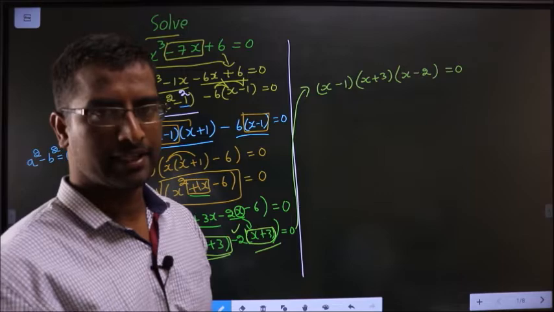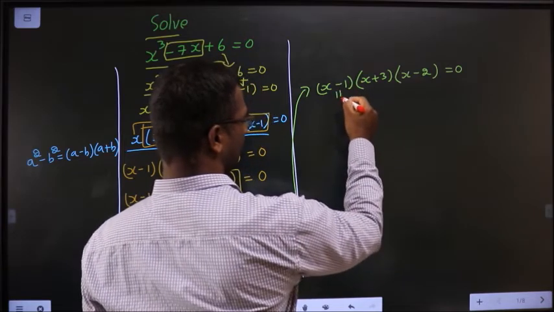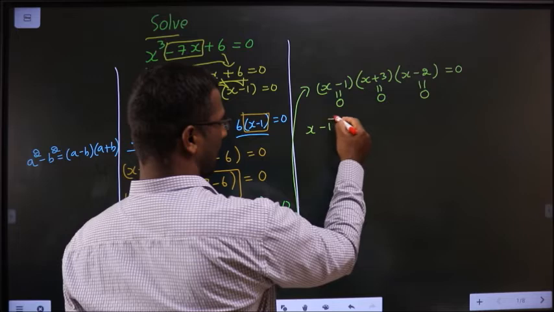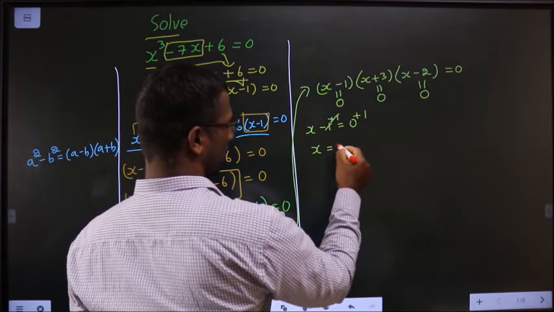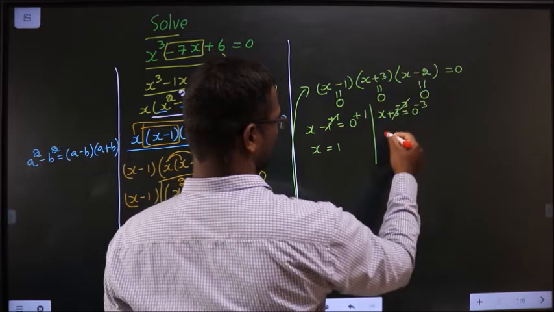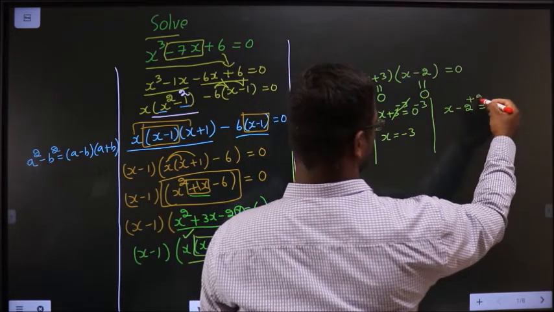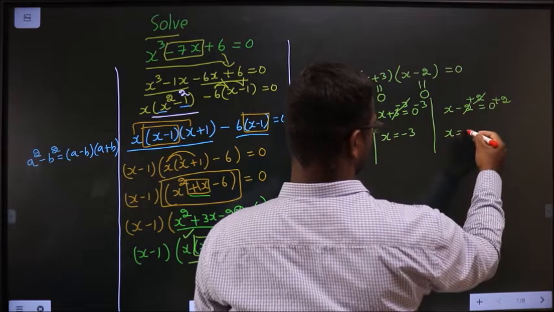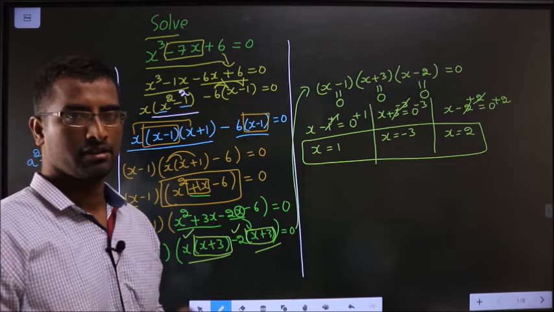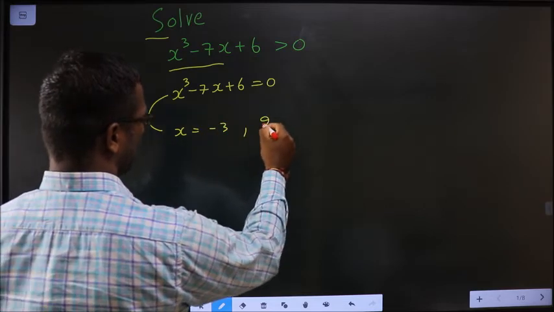Okay. Next, how do I get x? Take each bracket equal to 0. This entire product should be equal to 0. That could only happen if this equal to 0 or this equal to 0 or this equal to 0. So if x minus 1 equal to 0, add 1 on both sides. So I get x to be 1. If x plus 3 equal to 0, take minus 3 on both sides. So x equal to minus 3. If x minus 2 equal to 0, add plus 2 on both sides. So this cancel out, x equal to 2. So these are the values of x for our given equation. Okay. Once I solve, I get x values to be minus 3, 2 and 1.